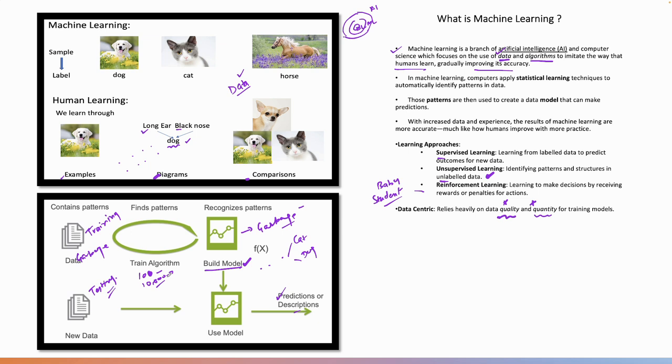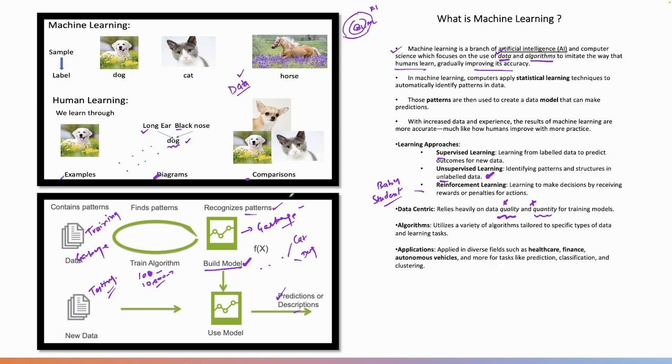Again, based on the example of cat and dog, if I'm feeding in 100 rows, my model is getting trained, but if I'm feeding 10,000 rows, then it's really getting a good understanding of patterns. This is the key here. You are trying to understand the patterns, and based on that, you can make predictions. And algorithms, as we already saw in the previous lecture, are nothing but a set of rules, normally based on statistical and mathematical techniques. Machine learning utilizes a variety of algorithms tailored to specific types of data and learning tasks.